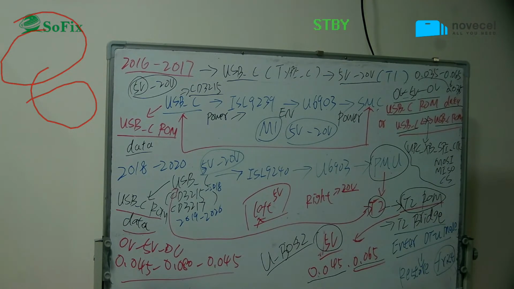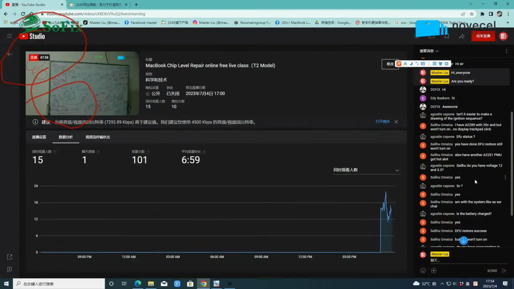Awesome. Isn't it easy to make a drawing of the ignition sequence? Augustine says: I have a 2289 with 24, but it won't turn on, no display, checked clicks. This is what we talked about last week.